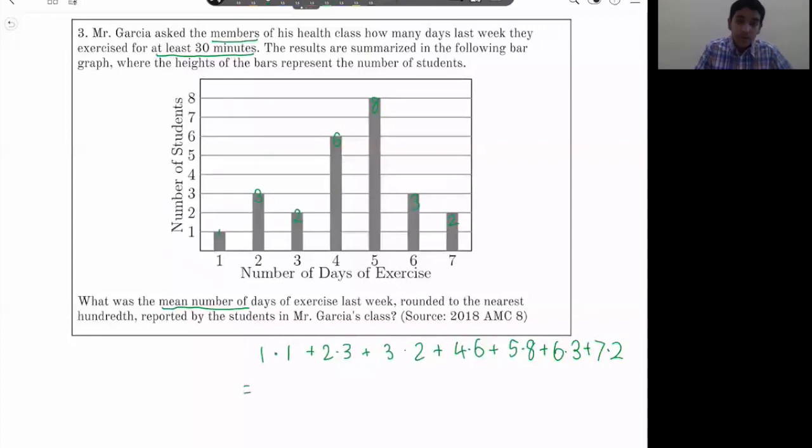And this is equal to, and again you'll divide it by the total number of people afterwards, so 1 times 1 is 1, 2 times 3 is 6, and I'll line them up to make it more clear. So plus 6, plus 3 times 2 is 6, plus 4 times 6 is 24, plus 5 times 8 is 40, plus 6 times 3 is 18, plus 7 times 2 is 14. And this gives us, and again, the same trick to make sure there are no addition mistakes is to add both ways, forward and backward. So 1 plus 6 is 7, 7 plus 6 is 13, 13 plus 24 is 37, 37 plus 40 is 77, 77 plus 18 is equal to 95.